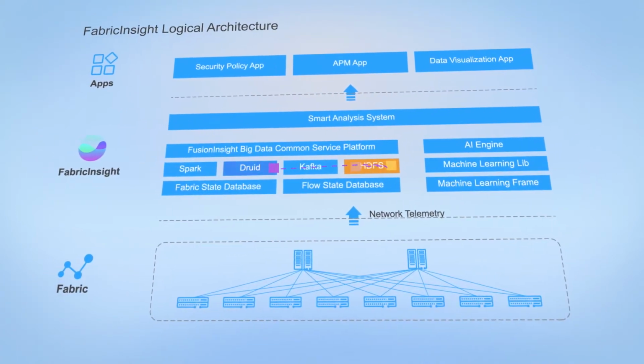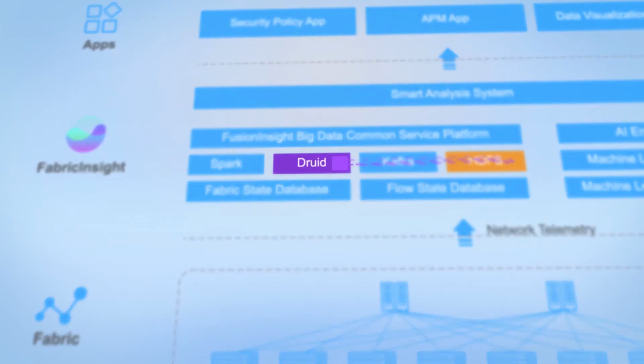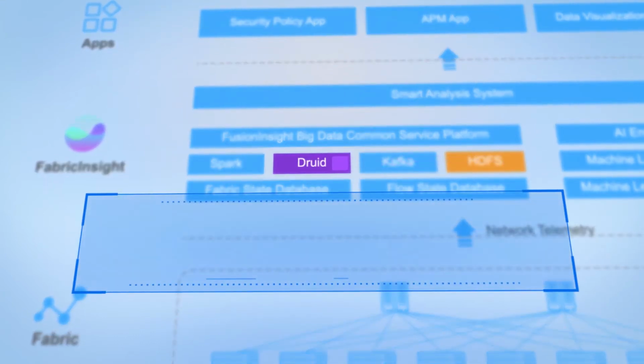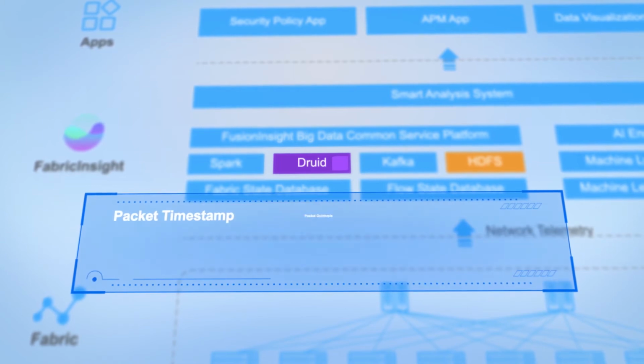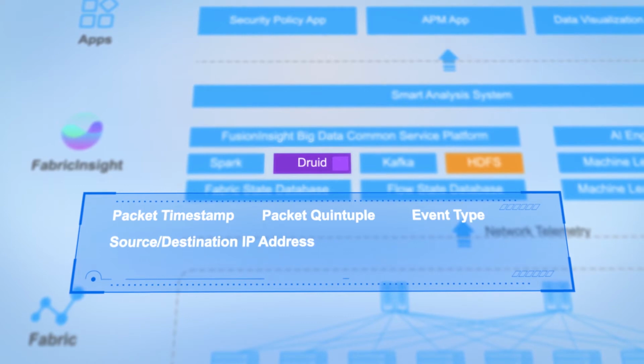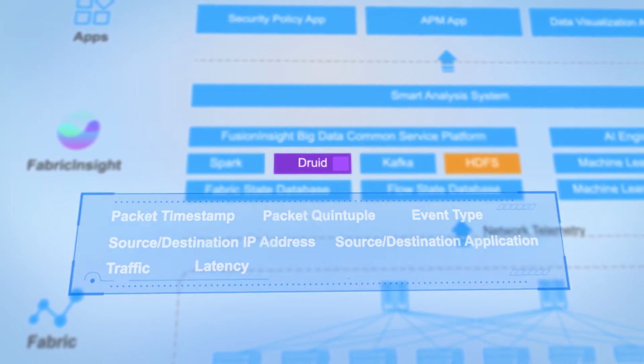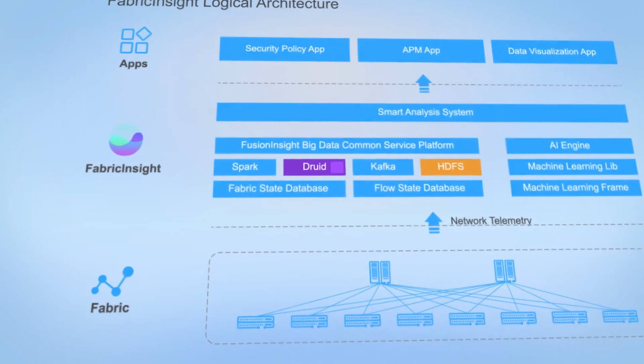FabricInsight provides convenient data source invoking and can use Druid to randomly extract fields in the data table structure, such as the packet timestamp, packet quintuple, event type, source or destination IP address, source or destination application, traffic, and latency. Related data source fields can be combined to customize network KPIs that are of interest to users.